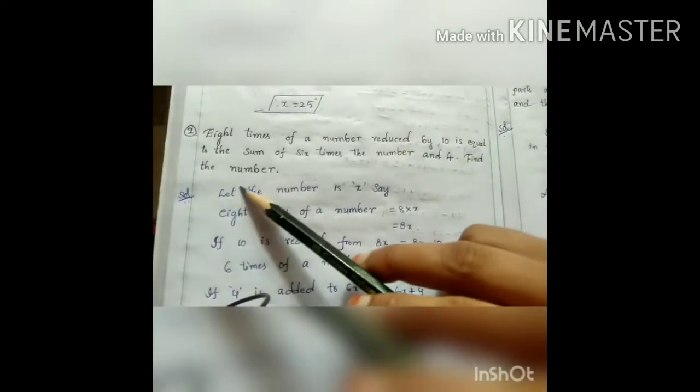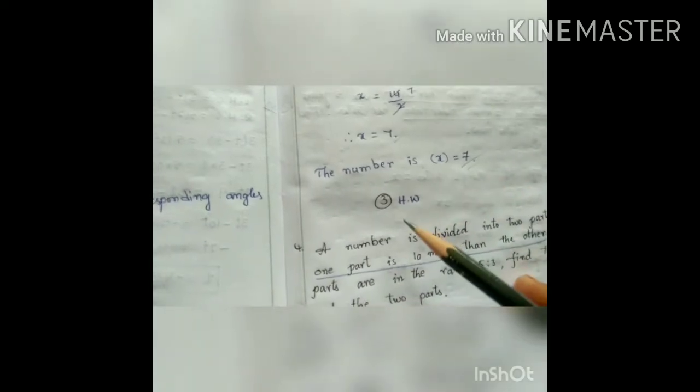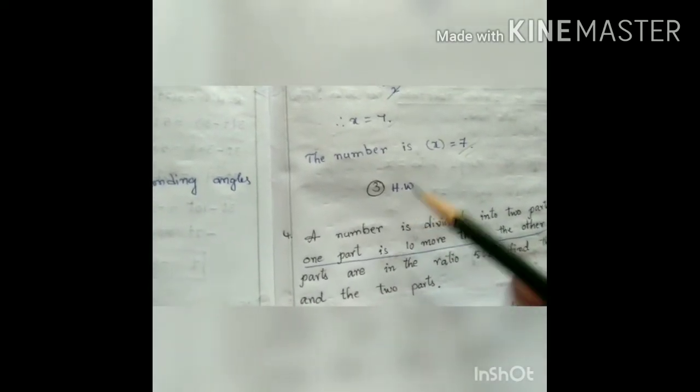What are we asked in the question? Find the number. What is the number? The number is 7. Okay children, next, third question is homework.